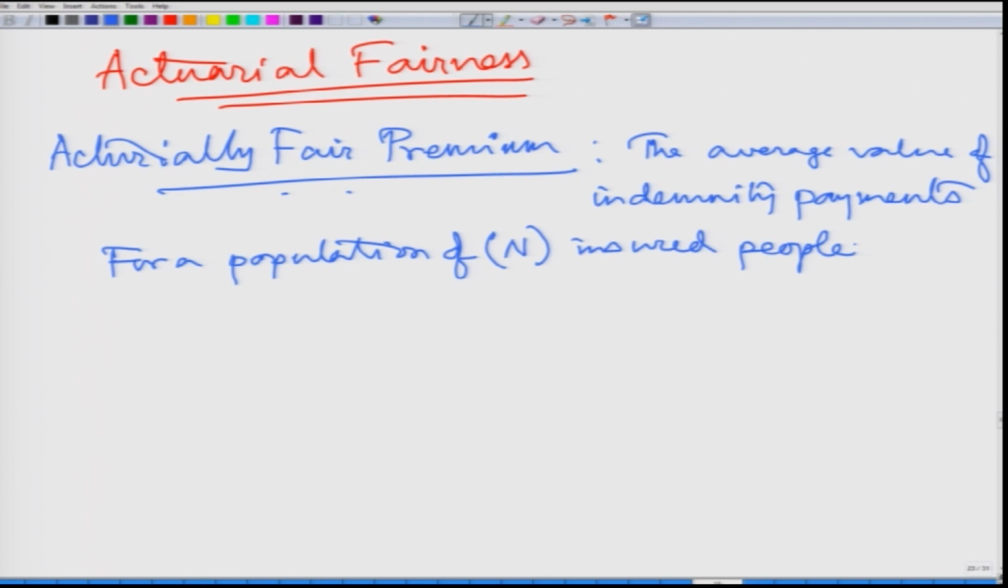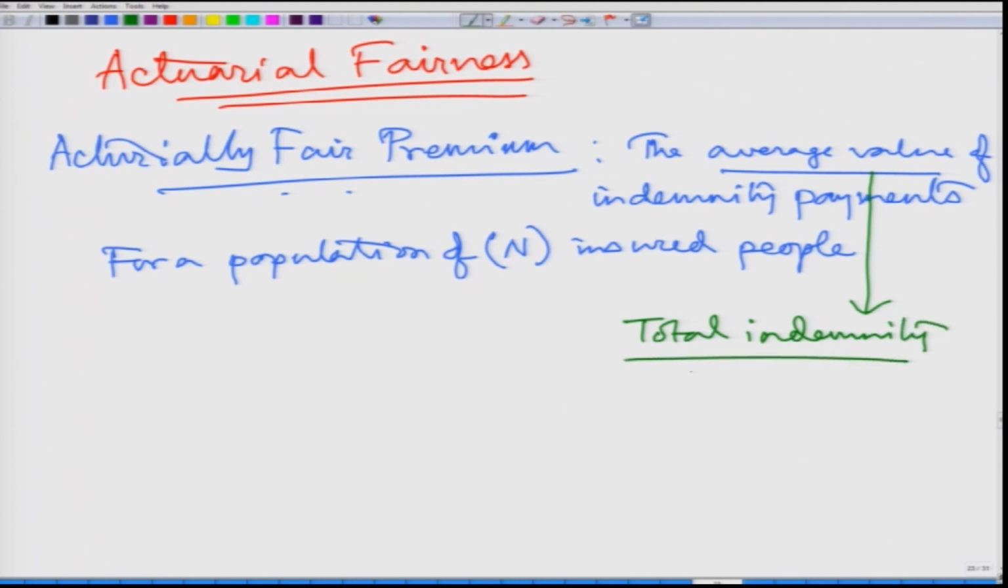So this is nothing but total indemnity. So your average value is nothing but the total indemnity divided by the total number of insured people.